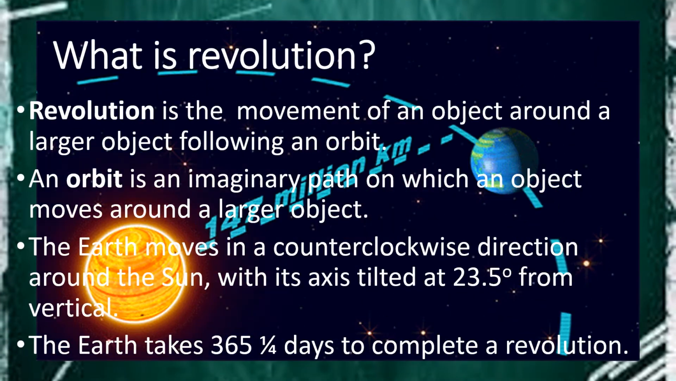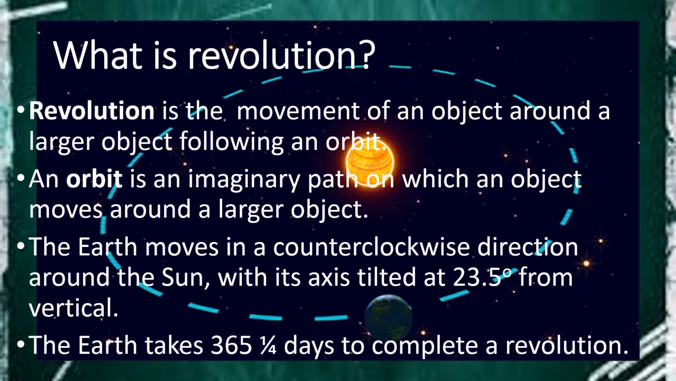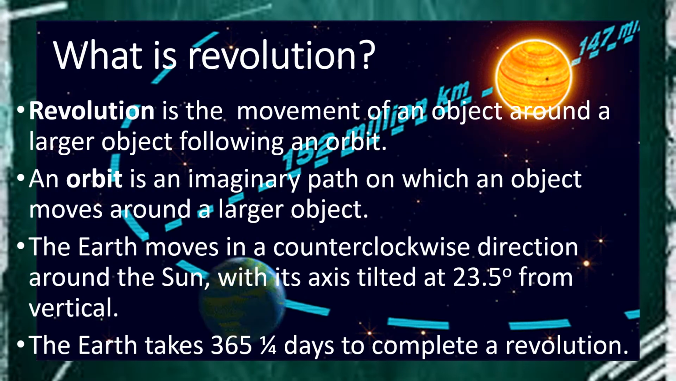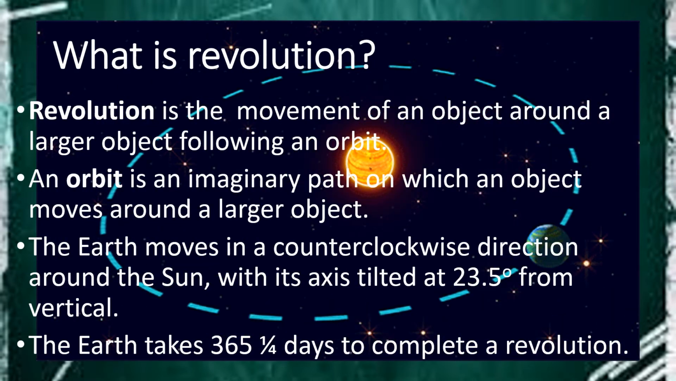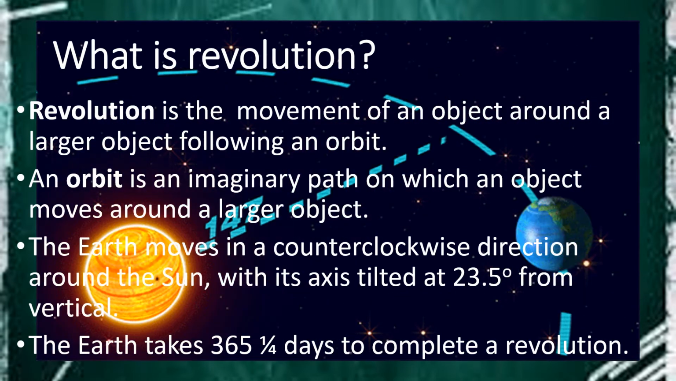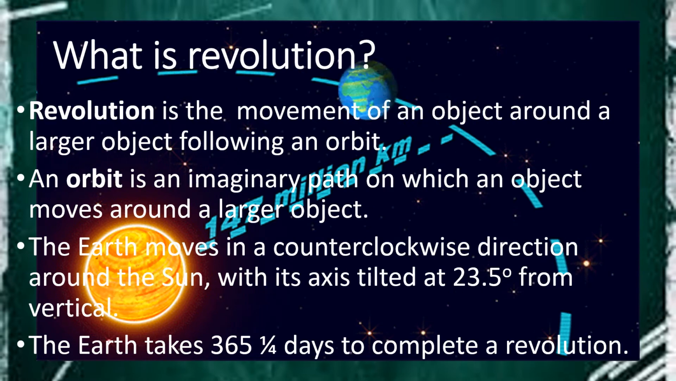What is revolution? Revolution is the movement of an object around a larger object following an orbit. An orbit is an imaginary path on which an object moves around a larger object. The Earth moves in a counterclockwise direction around the Sun, with its axis tilted at 23.5 degrees from vertical. It takes 365 1/4 days for the Earth to complete a revolution.